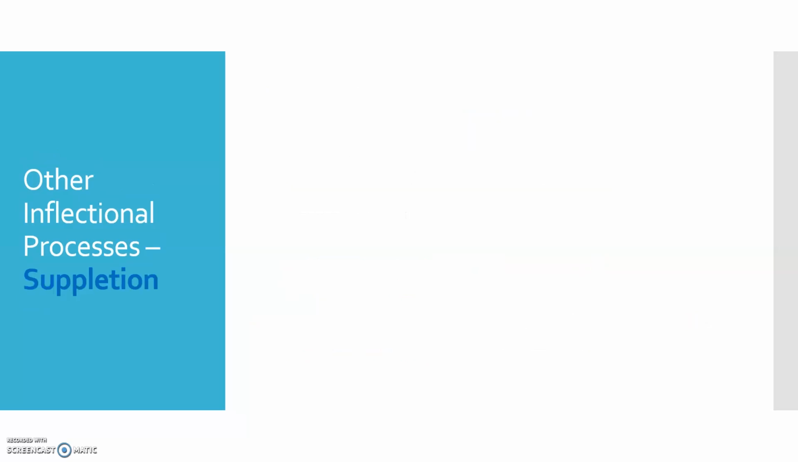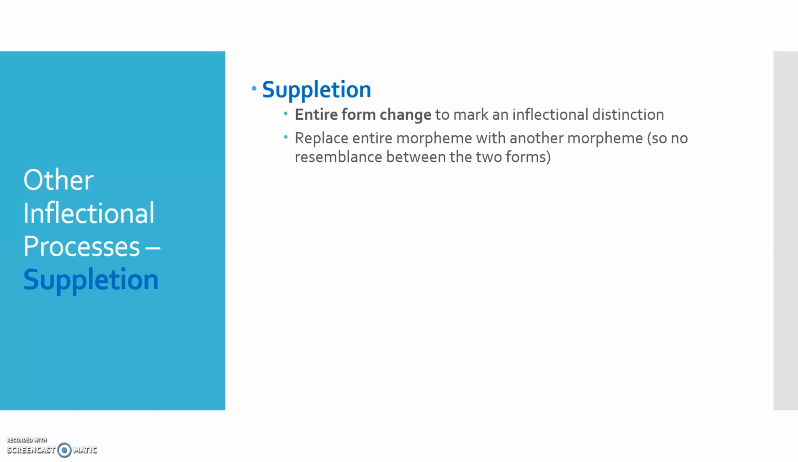That kind of idea. The other inflectional process that marks irregular inflections in English is one we call suppletion. And suppletion is an even more radical shift because here we are changing the form entirely. We are replacing one form with an entirely different form. So the end result is the two forms do not look like each other at all. There's no resemblance between them.